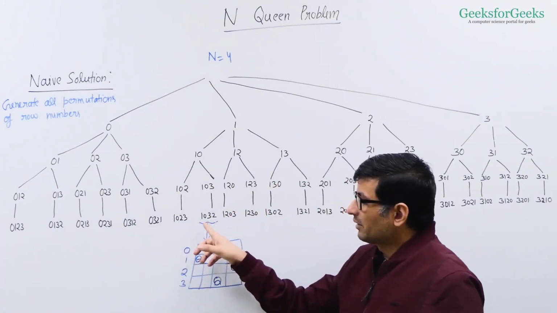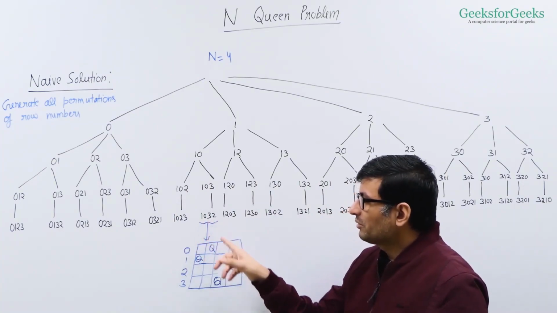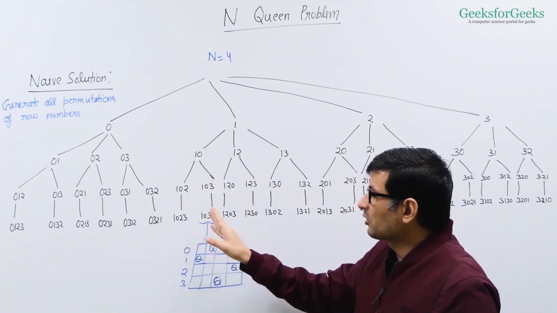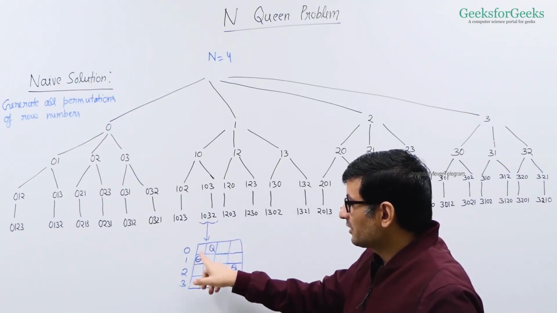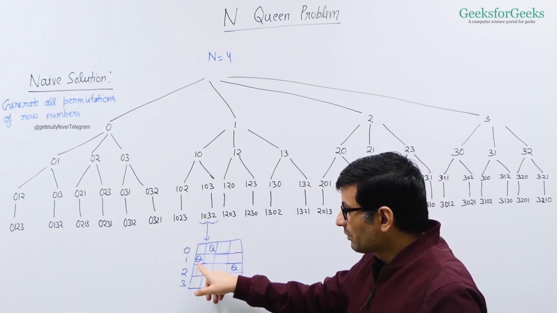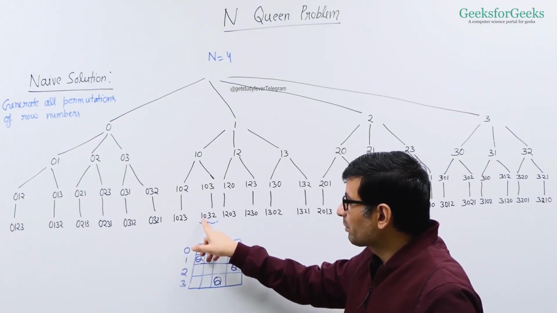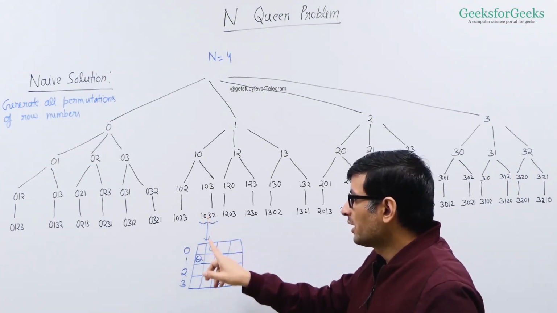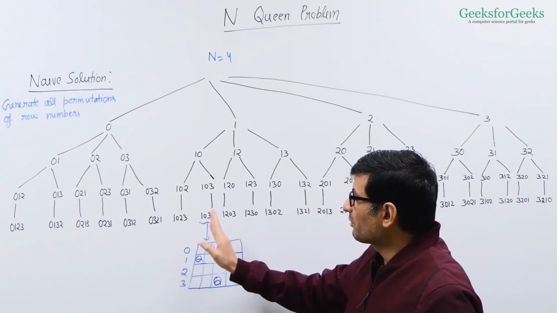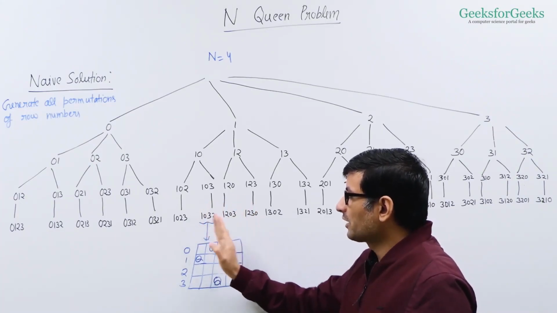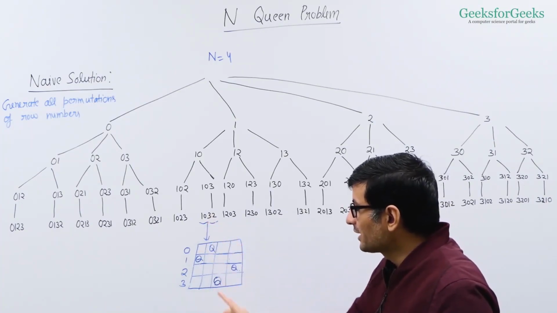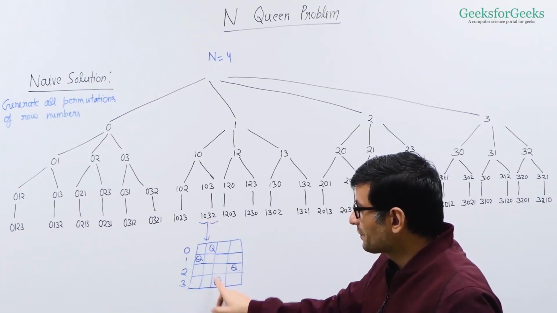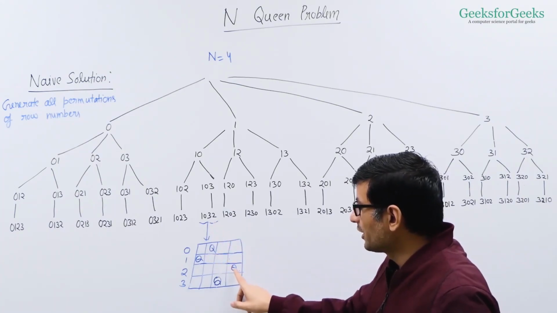Let's see this example. This is the permutation 1032. These are row numbers in columns from 1 to 4. So the first queen is placed in column 1 at row number 1. The second queen is placed in column 2 and row number 0. So column numbers are always 0 to 3, right? In every permutation, these are just row numbers. The third queen is placed at row index 3. The fourth queen is placed at row index 2.